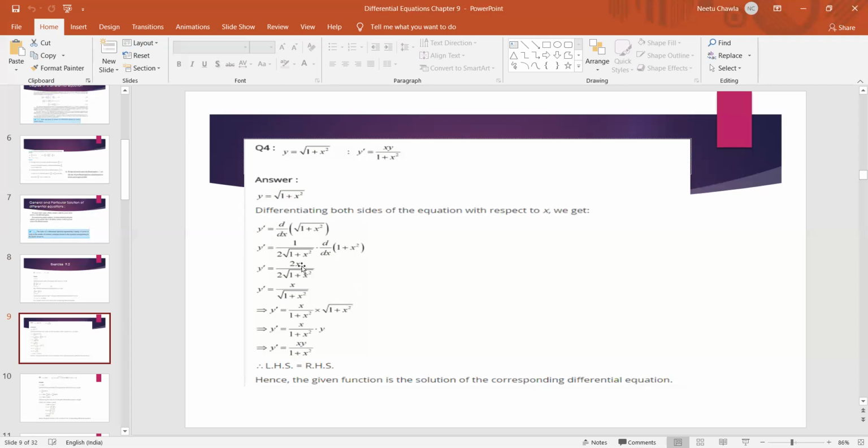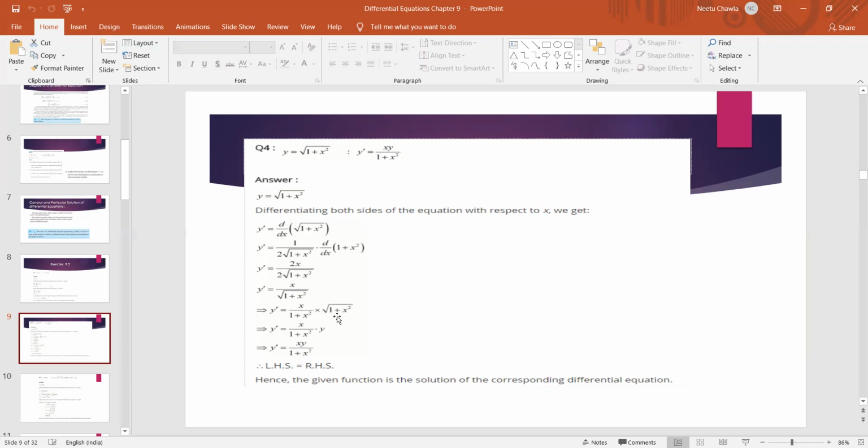After differentiating, I am getting 1 upon 2 under root 1 plus x square. And using the chain rule, I am getting again d by dx of 1 plus x square, which is 2x. So y dash is 2x upon 2 under root 1 plus x square. 2 and 2 cancel. And I am just rationalizing it by multiplying under root 1 plus x square in the numerator and denominator. I am getting x upon 1 plus x square under root 1 plus x square.